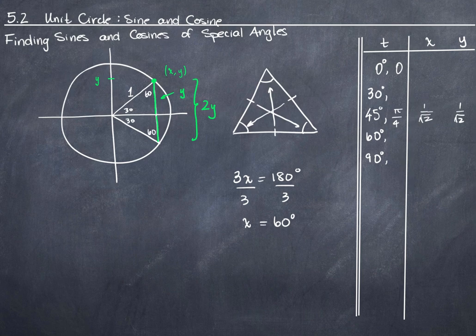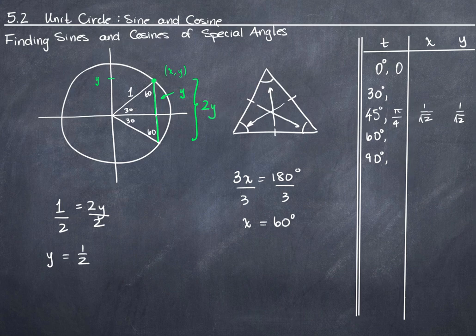But this is an isosceles triangle. So all 3 sides have the same length, which means that this side also has a length of 2y. And so that tells us that 1, the length of that radius side, is equal to 2y, the length of this other side. So the length of this side of this triangle and the length of this side of this triangle are equal. They're the same. Dividing both sides by 2, I get y equals 1/2.